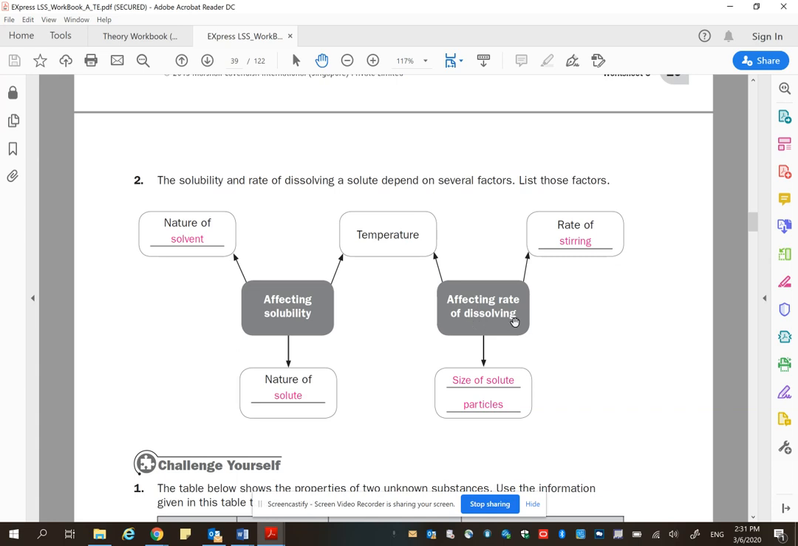Then rate of dissolving, how fast can I dissolve? That means for rate of dissolving, I'm already assuming that the thing can dissolve. So it really depends on the size of solute particles. Like Milo, if I want to dissolve Milo easily, my Milo particles must be as fine as possible. That's why when I stir, the Milo particles can dissolve quickly. And the rate of stirring as well. If I stir quickly, obviously my Milo particles can dissolve faster. So much about question one and two.